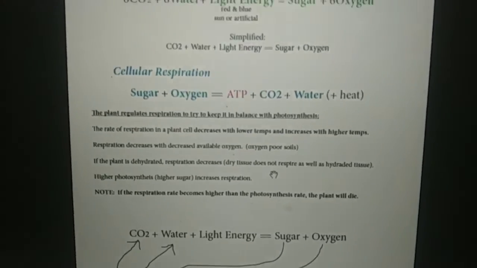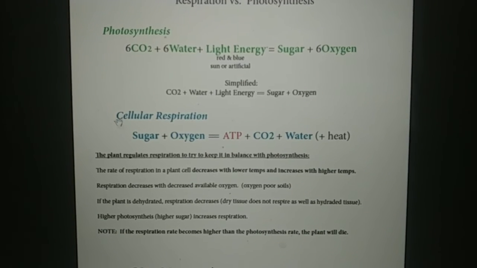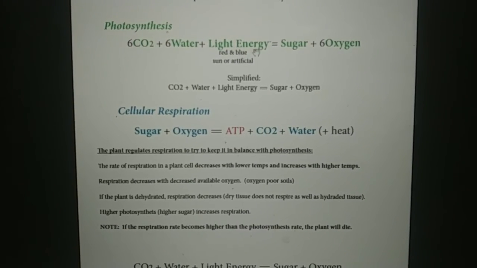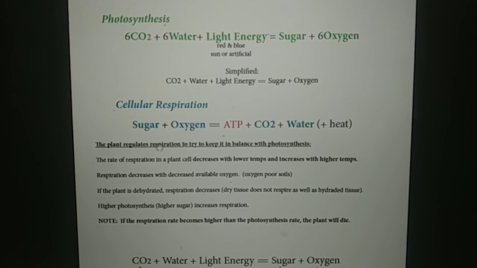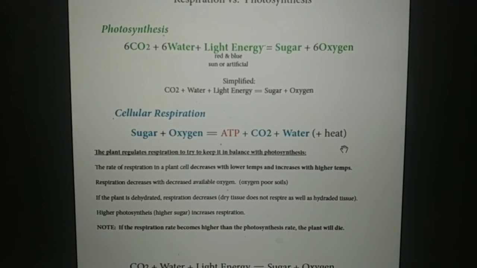So that's a little bit about respiration and photosynthesis. If you can recognize the difference in the equations and you can recognize which is which, that will be very good and very useful for the future.